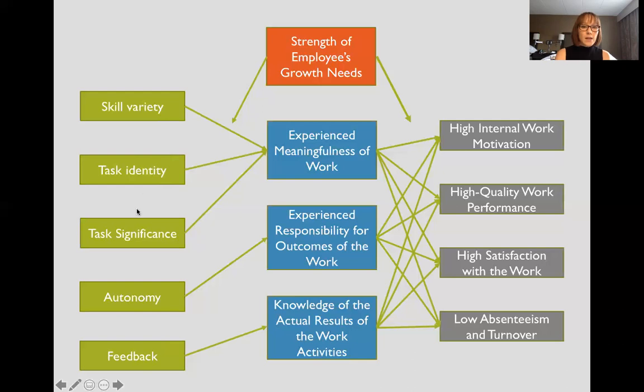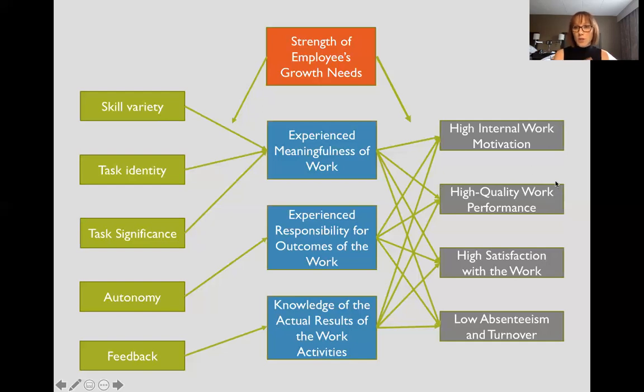So skill variety, task identity, and task significance lead to more experienced meaningfulness in work. So you experience your work as meaningful. Autonomy leads to greater experienced responsibility for what you are doing. And then feedback is, as I said, knowledge of the actual results of the work. All of these lead to these desirable outcomes.